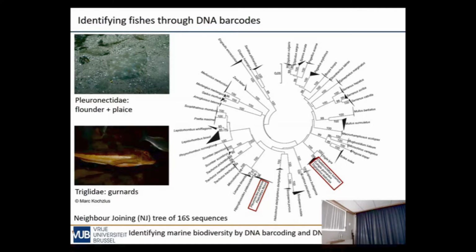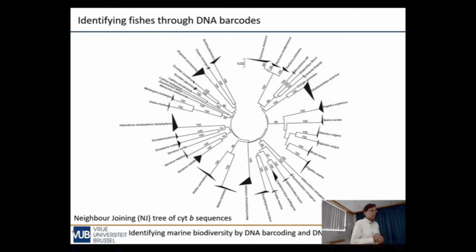flounder and plaice. They're so closely related, 16S cannot differentiate them, so they came together here in one branch of the tree. And then we also have the gonads, Trigelidae, three different species, even from three different genera, they all cluster here together. So for very closely related species, 16S is not working, but for all other, it worked very nicely.